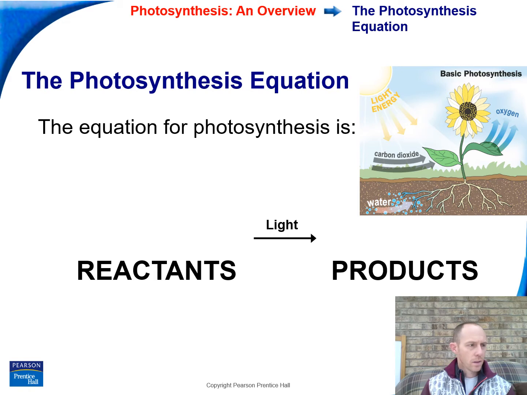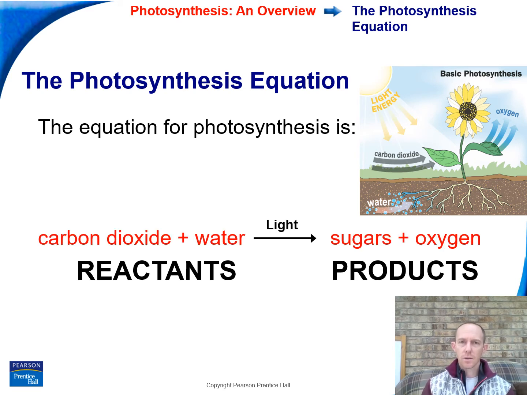Okay, so we can handle number 4 and 5. You could probably just figure this out already. I want to remind you we have reactants on the left side of the equation, products on the right. So the reactants of photosynthesis, just to clarify, are carbon dioxide and water, and the products are sugar and oxygen.